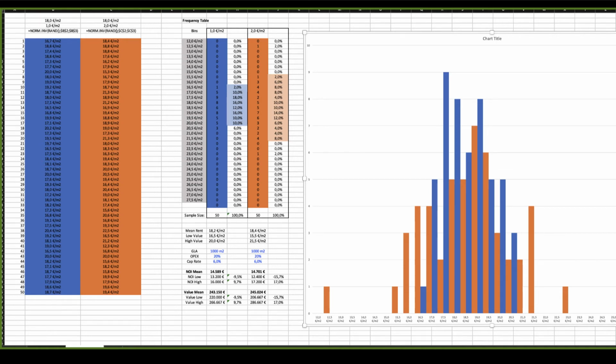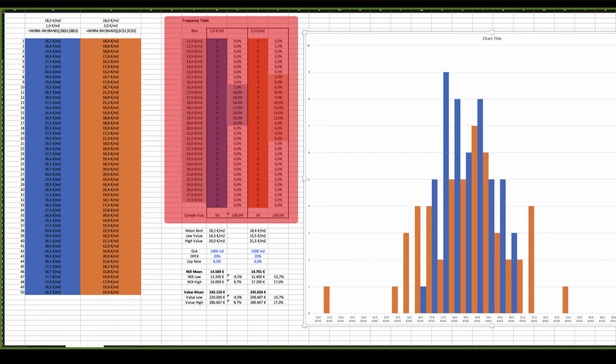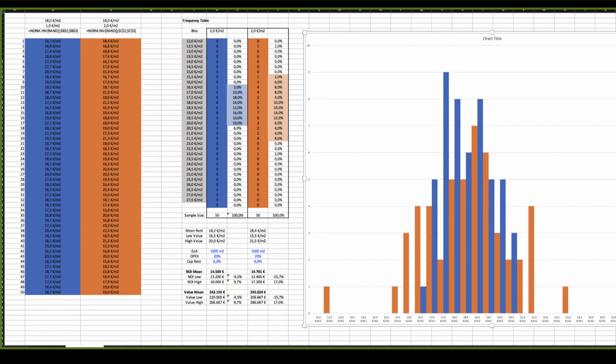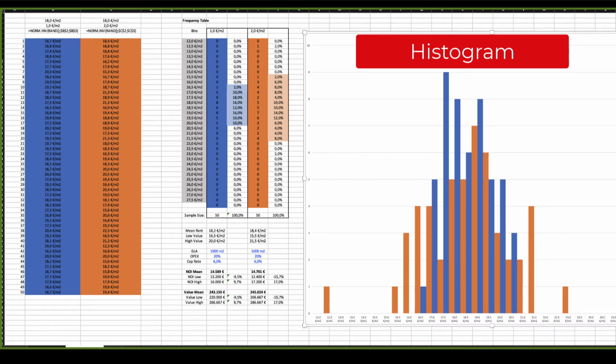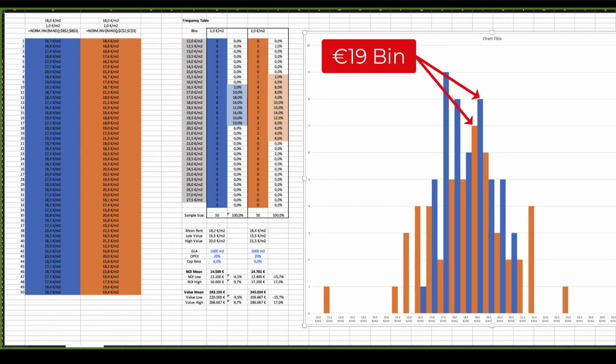Once we have this data, I have created frequency tables to look at how the data is distributed. What the histogram does is it creates these bins and counts the number of occurrences in the data that fit within each bin. So for the 19 euro bin, for example, the number of occurrences is 8 and 7 for each dataset, respectively. If we plot these frequency values into a histogram, we can see how the data is distributed, which is the chart you have on the right.